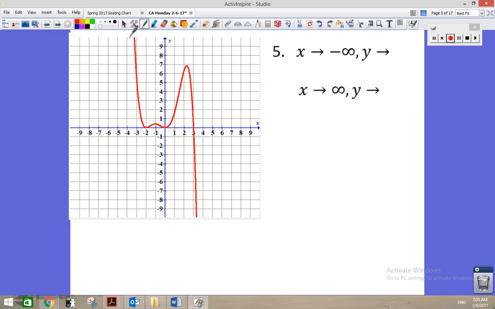The end behavior here, to the left it's going up, so as x is approaching negative infinity on the left, the y values are approaching positive infinity. Over here, as you move to the right away from the origin, as x is getting larger, y is heading down towards negative infinity.